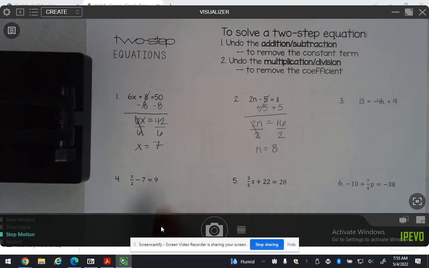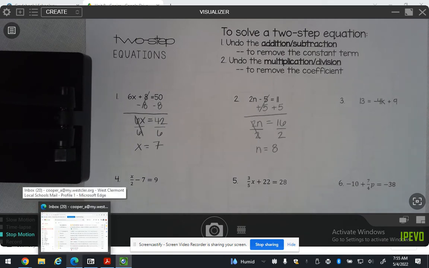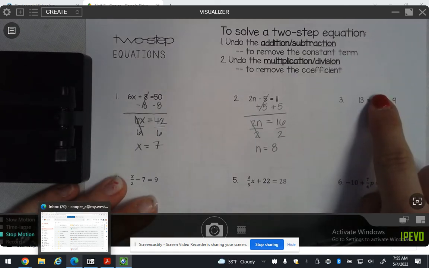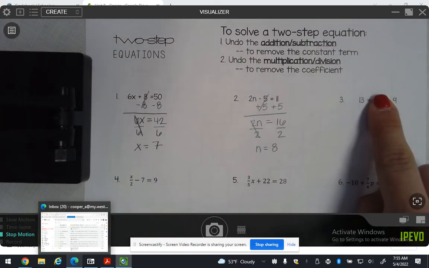Now, what's the difference with number 3 that we haven't seen yet? Or what's different with 3? The variable is negative. What else is different? Well, your variable's on the right side, right? It's flipped a little bit. Okay? We're still going to treat it the exact same. Cover up the variable.